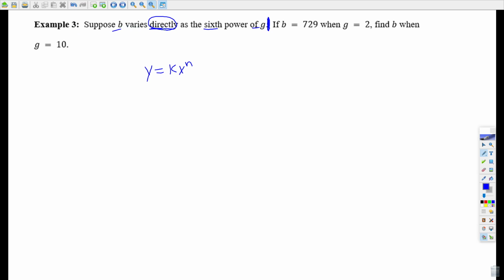Suppose B varies directly as the 6th power of G. So right there, they gave us letters to use, B, G, and they gave us our power, 6. We don't know K, but we can just read it, and we change letters. B is Y, so we go B equals KX. X is actually going to be G, and the power is 6. So this will be our generic one. So since we stopped there, we're good there.